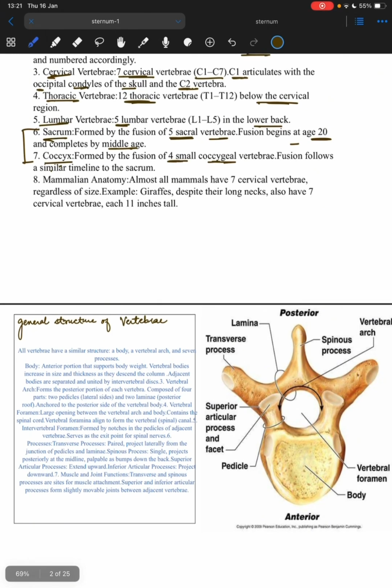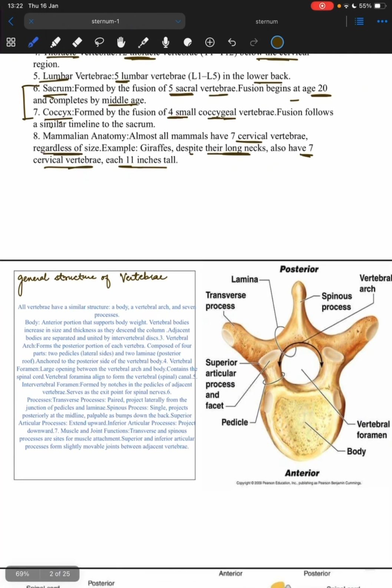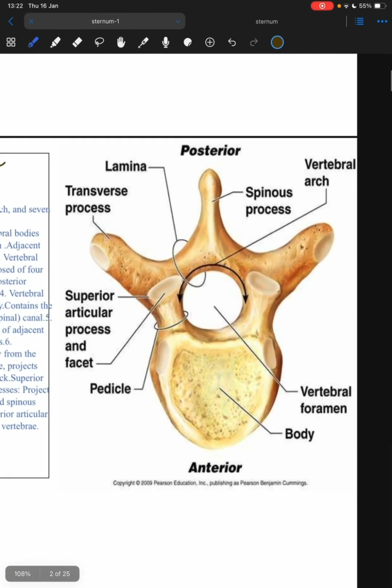If I talk about mammalian anatomy, almost all mammals have 7 cervical vertebrae, regardless of size. Example: the giraffe. It has a long neck, and it also has 7 cervical vertebrae, but it is about 11 inches tall. It means it has 7 vertebrae, but each of them is very long.